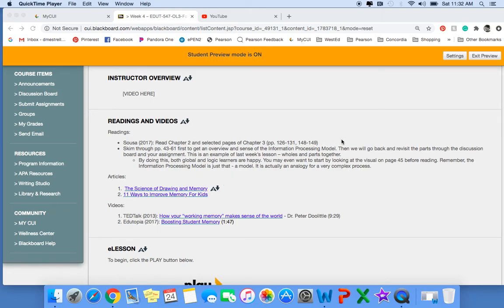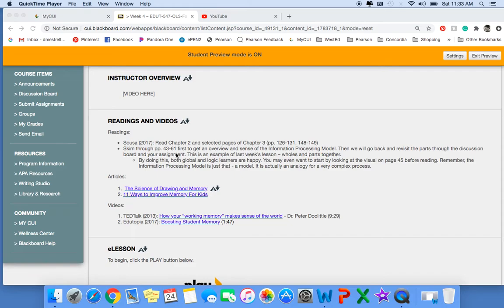In this week's reading, we're going to read Chapter 2 plus just selected pages of Chapter 3. So don't read the whole thing, just pages 126 to 131 and 148 and 149. Then skim through pages 43 through 61 to get an overview and sense of the information processing model. We'll go back and revisit these parts during the discussion board and in your assignment.